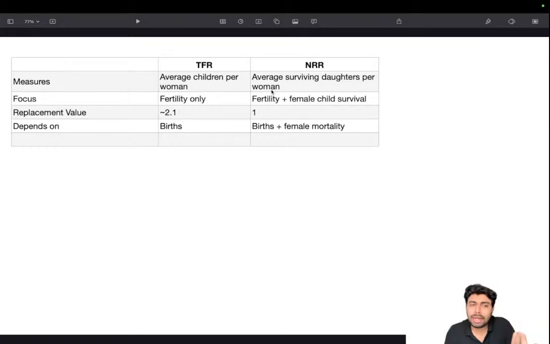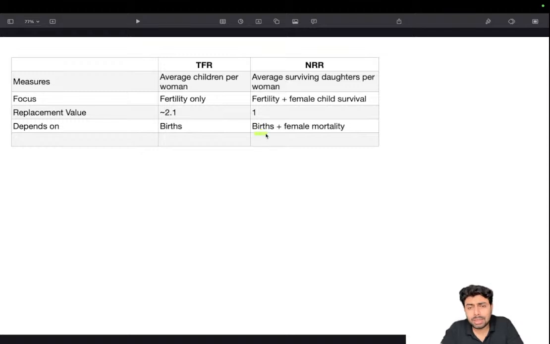And a more elaborate or sophisticated way of calculating the replacement of population is the net replacement rate. That is the average number of surviving daughters per woman. TFR is only children per woman. Now we are taking into account daughters because the survival of women gives an idea about the fertility and the potential of population growth in the economy. So in TFR only children are taken into account, but in net replacement rate, the surviving girl children born to a woman in her fertile age are taken into account. In that case, the replacement value is 1. If net replacement rate is 1, the population will sustain or remain as it is. If it goes above 1, it will increase, below 1, decrease.